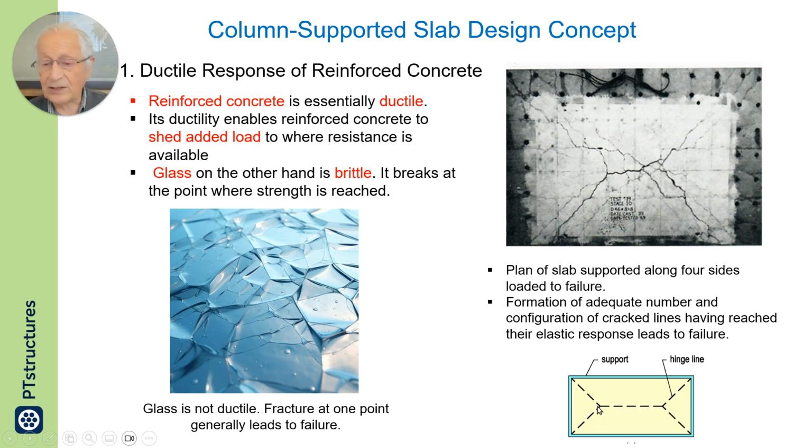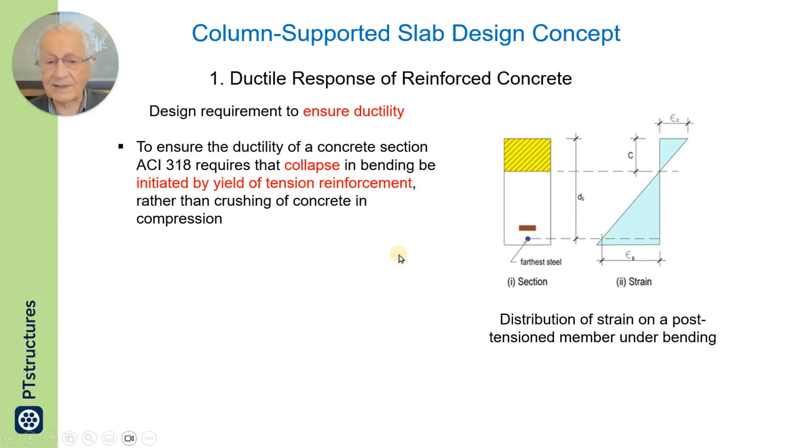There will be hinge formations at selected locations, resulting in the collapse of the slab. Glass, on the other hand, is brittle. It breaks at the point where the strength limit is reached. It shatters, as shown here, and doesn't shed the added load to where strength is available.